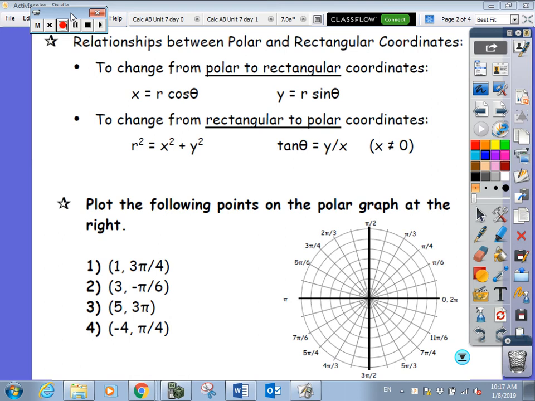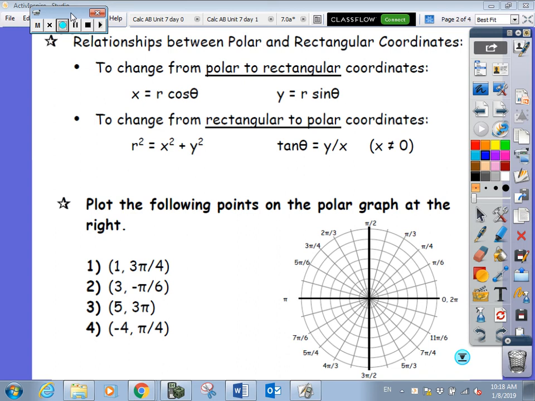Okay, so if you are given the r theta, so you're given the polar coordinate, and you need to find the x and the y, it is a simple formula. X equals, you plug in the r value, you multiply that by the cosine of the angle given. So since we don't have a calculator today, that angle given will be something that's on the unit circle. X goes with cosine, y goes with sine. Still the same from unit 1.